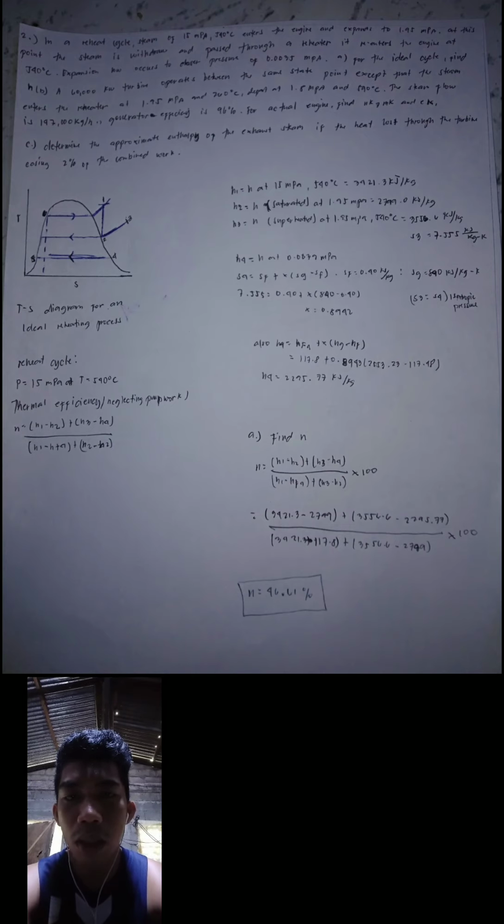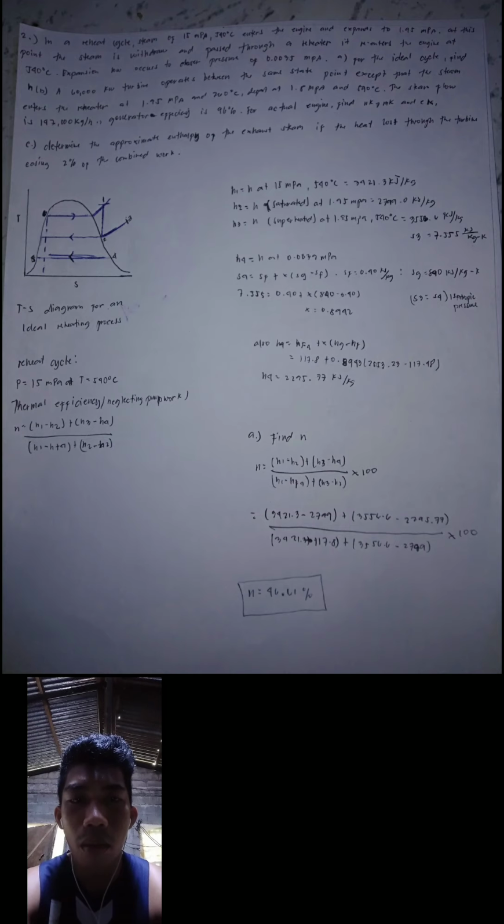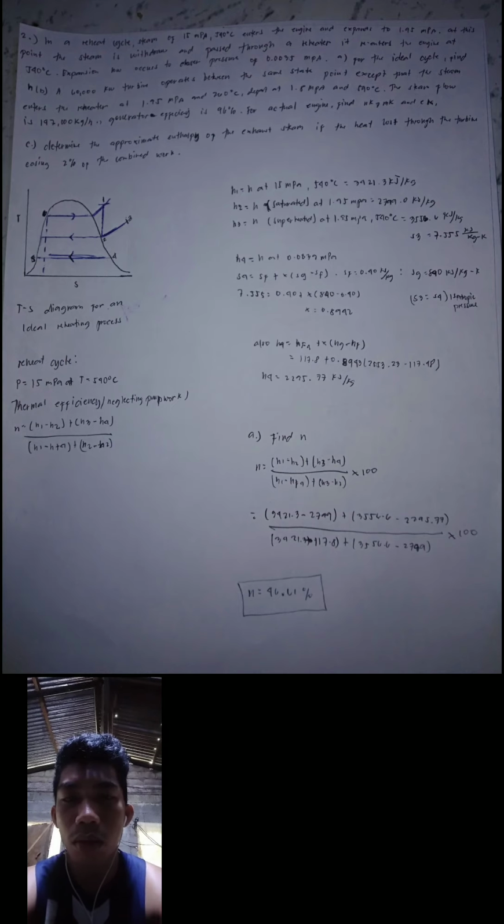Generator efficiency is 96% for actual engine. Find NK, WK, and EK. C. Determine the approximate enthalpy of the exhaust steam if that heat loss through the turbine casing is 2% of the combined work.